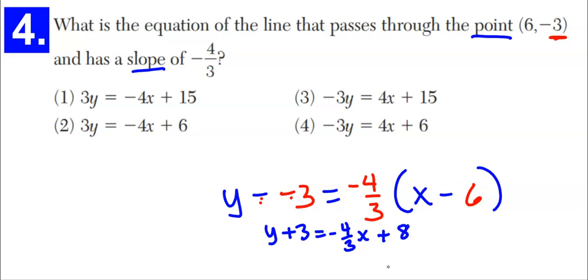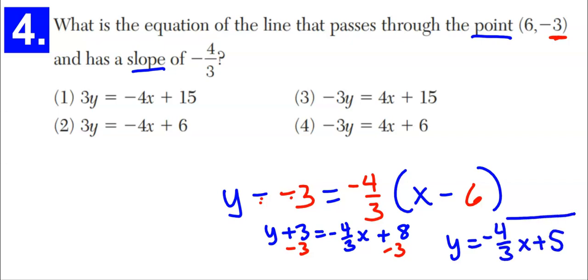I'm going to subtract 3 from both sides, and that leaves me with y is equal to -4/3 x plus 5. Again, this doesn't look like any of my answer choices, but that's because none of my answer choices have an isolated y value.